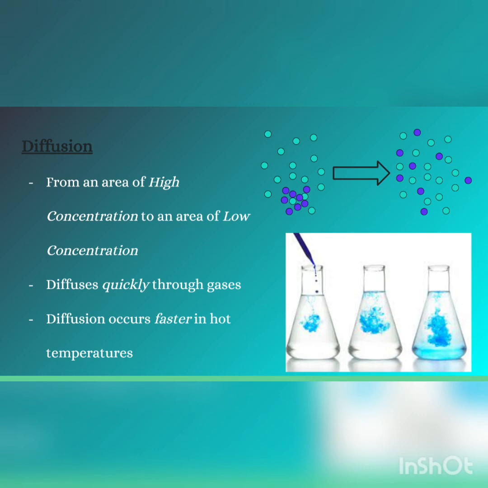Diffusion is the process by which particles of one substance spread out through the particles of another substance. For diffusion to occur, there must be a concentration gradient. Diffusion is a random movement of particles from an area of high concentration, where there are many of them, to areas of low concentration, where there are fewer of them.